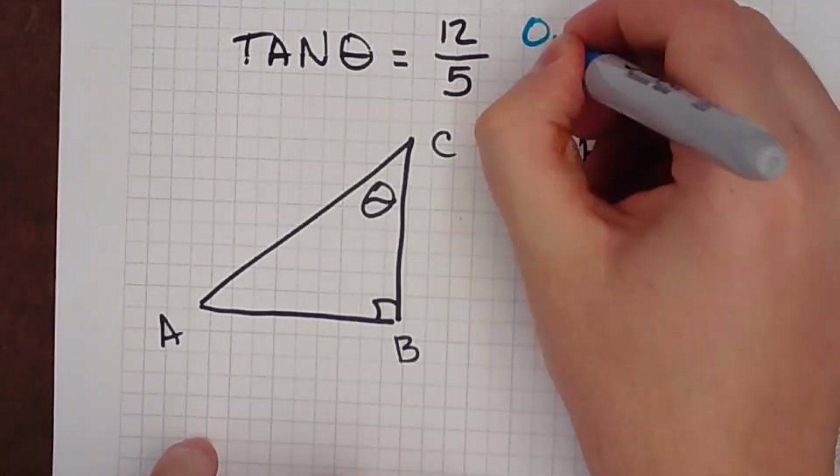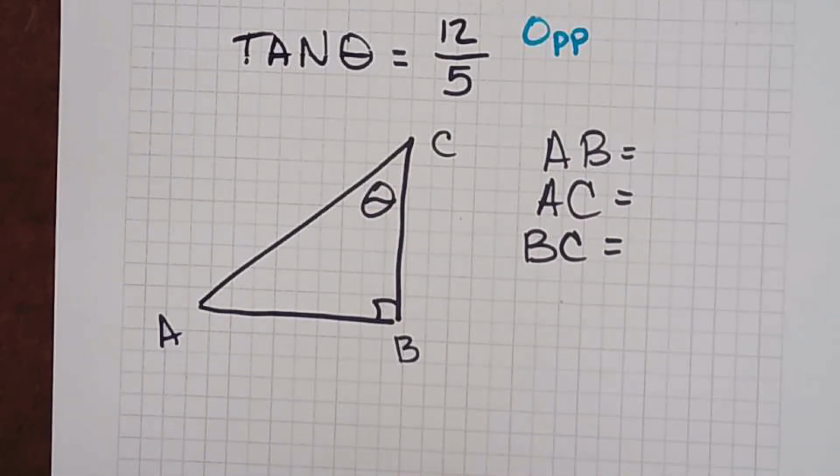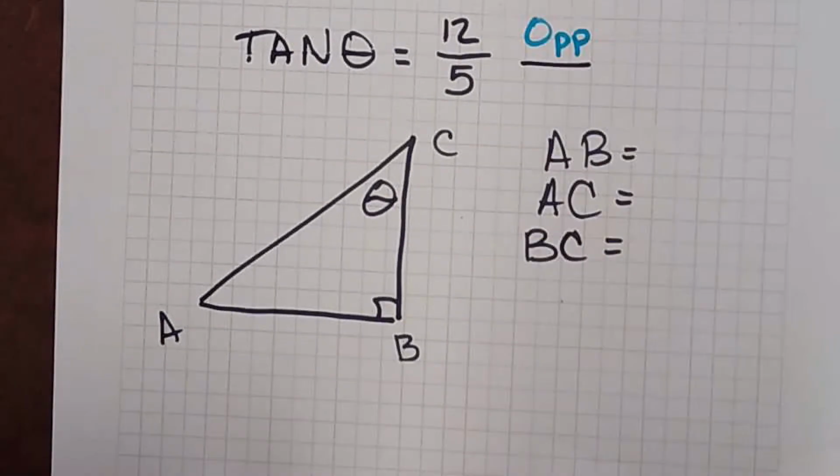I'll give you a hint. Tangent is opposite over adjacent. SOHCAHTOA.